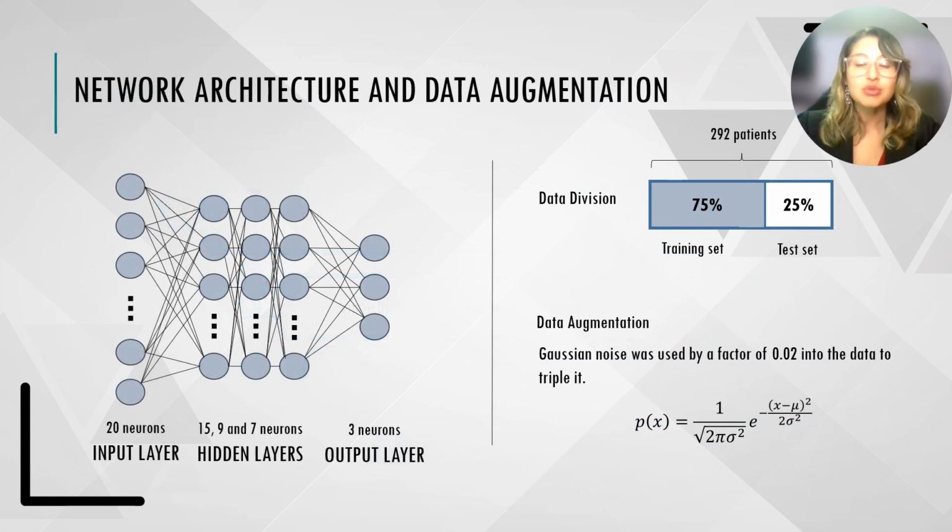The model has one input layer with 20 neurons and a sigmoid activation function, 3 hidden layers of 15, 9, and 7 neurons with GELU activation function, and finally an output layer with 3 neurons and softmax as activation function.